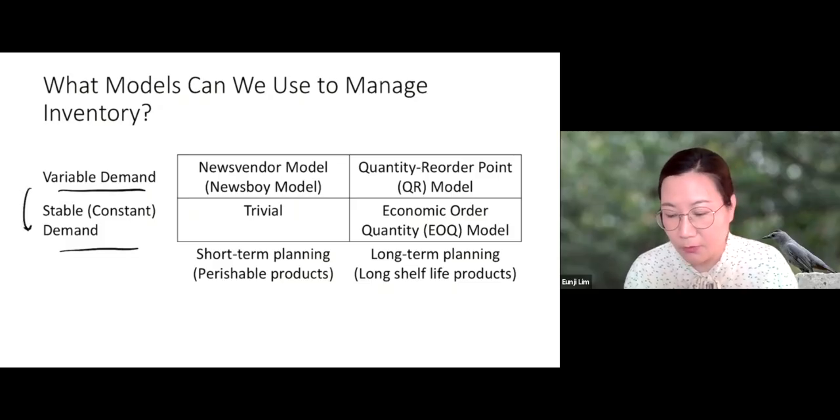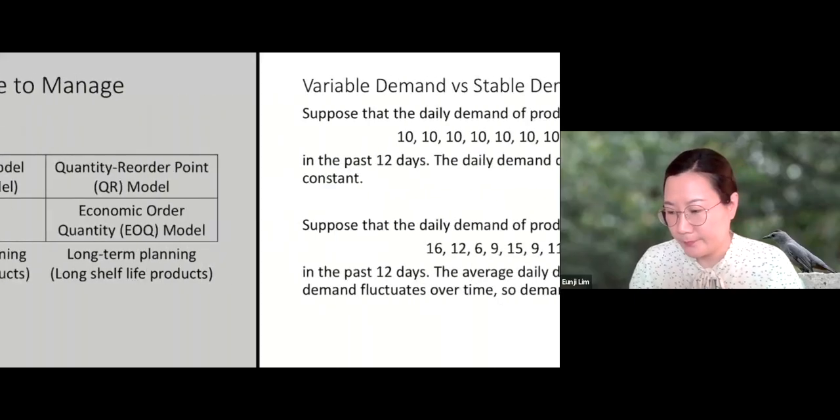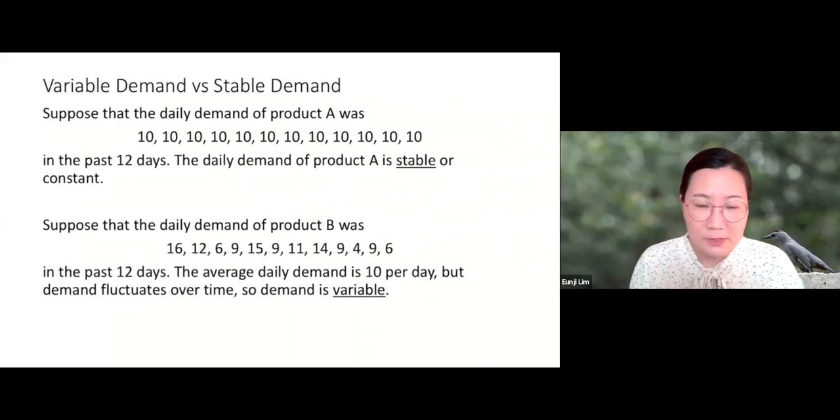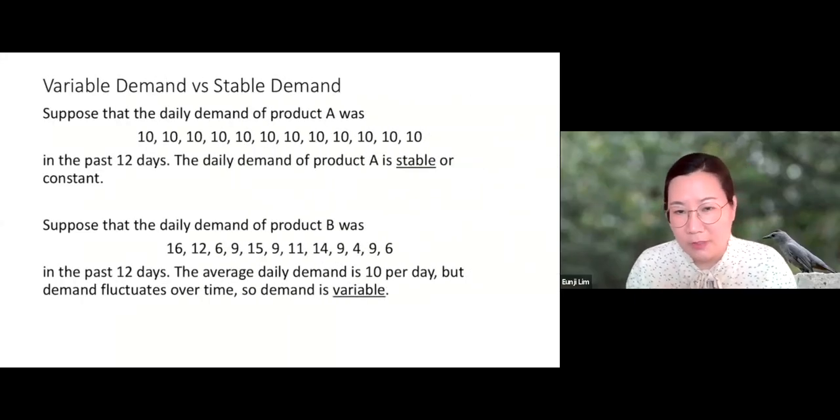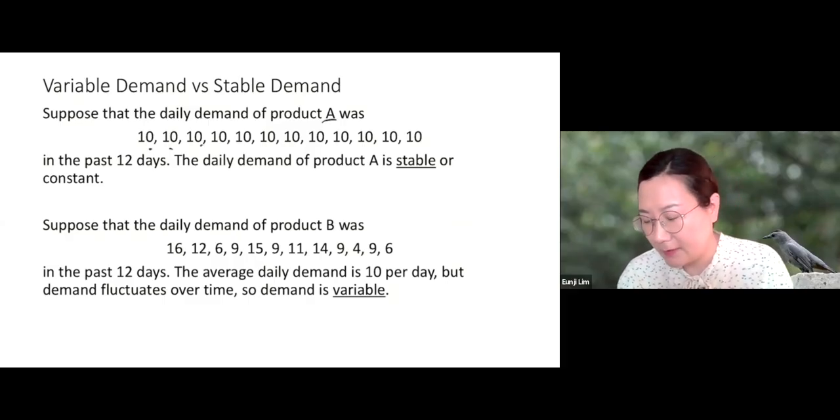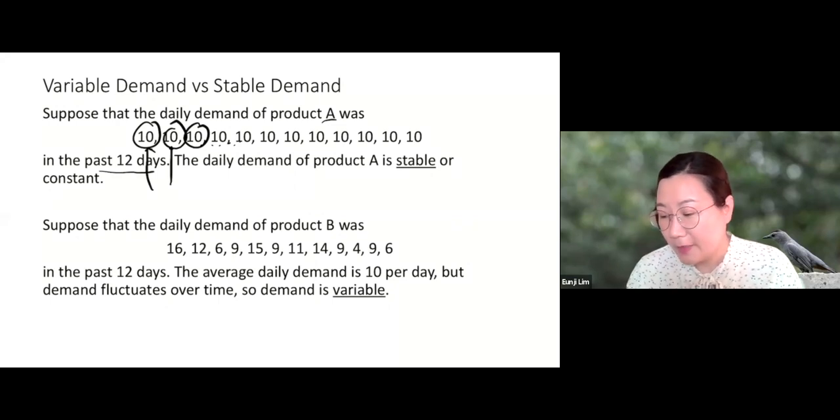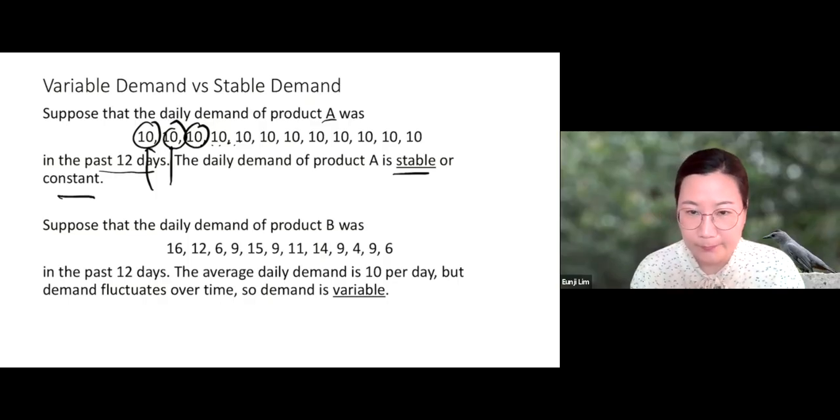So what's the difference between the two? Let's take an example. Suppose the daily demand of product A was 10, 10, 10, 10. So the first day, the demand was 10. The second day, the demand was 10, etc. In the past 12 days, the daily demand of product A is stable or constant. It doesn't change from one day to another.